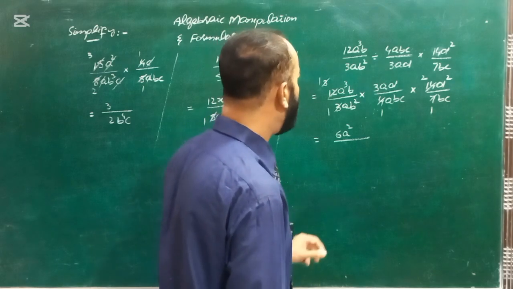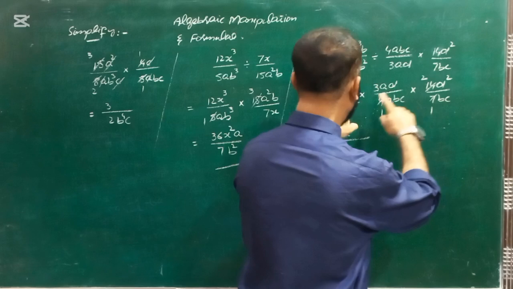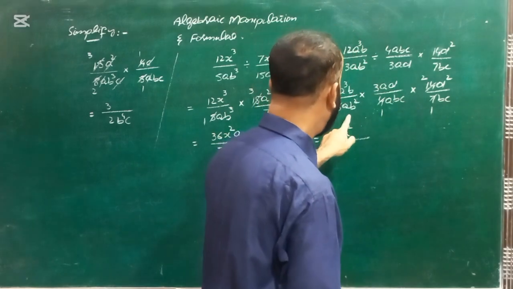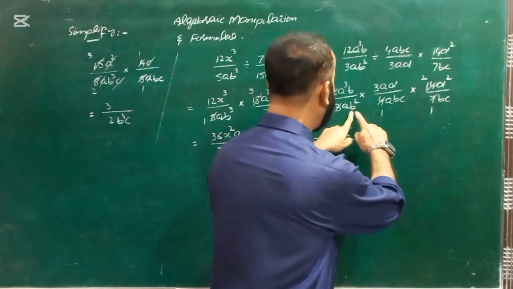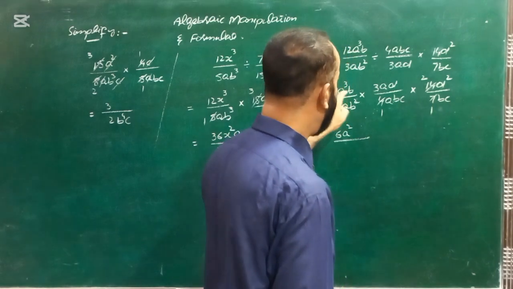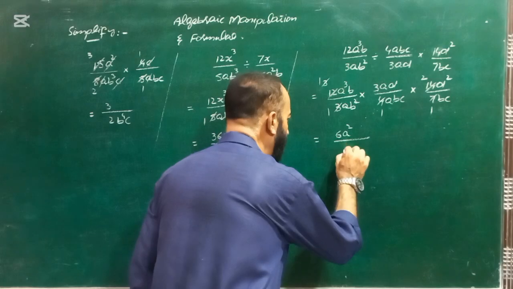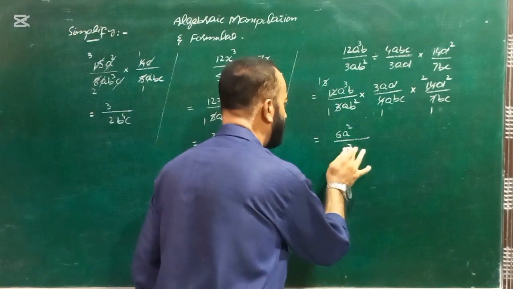Now we are going to solve b. So there is 1b in the numerator, but in the denominator you can see 2, 3 and 4 b's are there. So 1b will be cancelled and 3b will be left in the denominator.